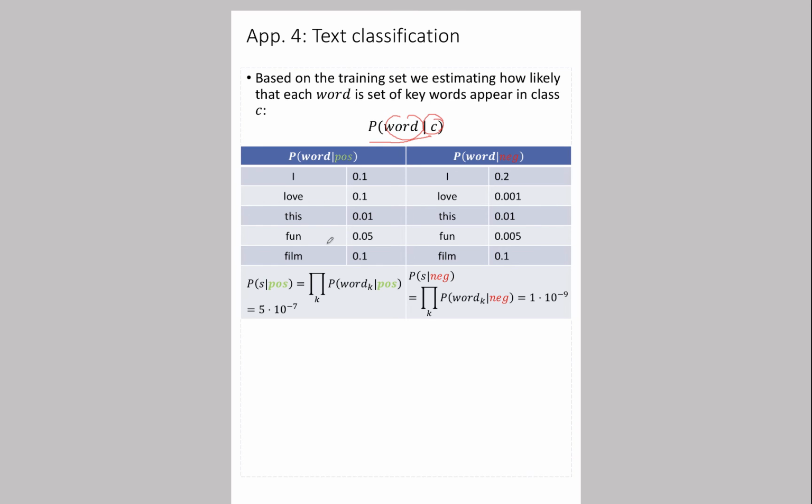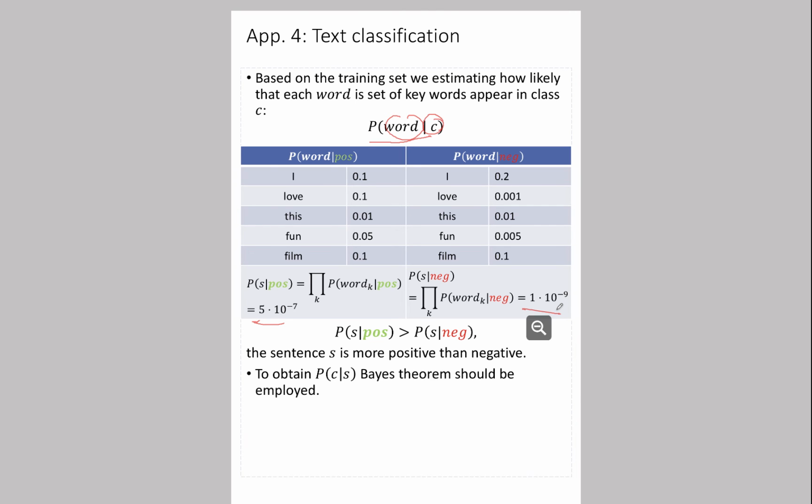Now, having the conditional probabilities, it is easy to calculate the probability of the sentence S being in class C by multiplying out the conditional word probabilities. The probability of sentence S given the class is positive is greater than probability of S given the class is negative. In fact, we are interested in conditional probability P of C given S, probability of class C given sentence S. To obtain this probability, we should apply Bayes' theorem. In this series of lectures, we will limit ourselves to non-probabilistic machine learning, so we stop here.